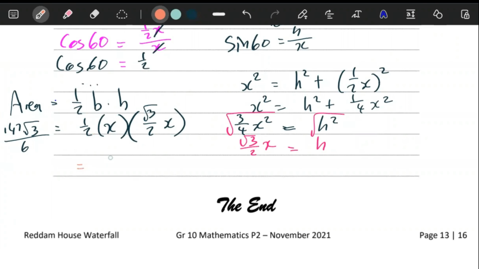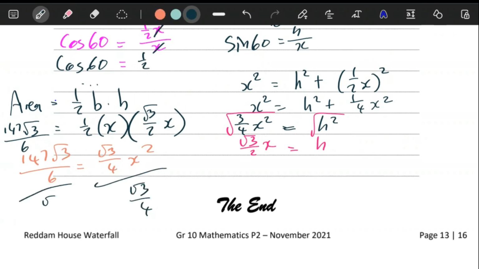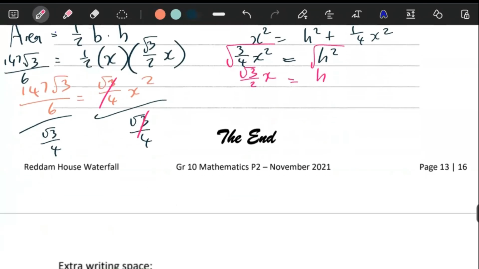You have here, these two are being multiplied together. So you're going to have square root of 3 over 4, and then x squared, equal to 147 square root of 3 over 6. And then you can divide both sides by the square root of 3 over 4. So this cancels this. So x squared is equal to this whole thing here.